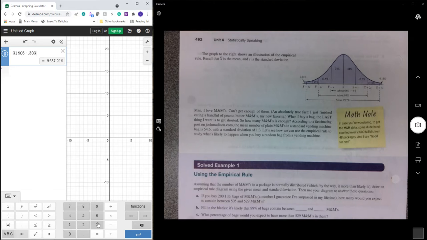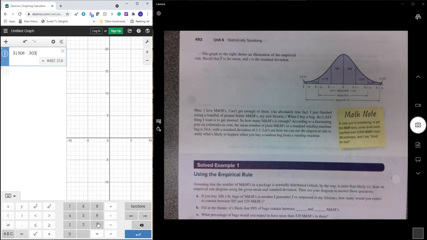According to a fascinating post on joshmadison.com, the mean number of plain M&Ms in a standard vending machine bag is 54.6 with a standard deviation of 1.3. Let's see how we can use the empirical rule to study what's likely to happen when you buy a random bag from a vending machine.